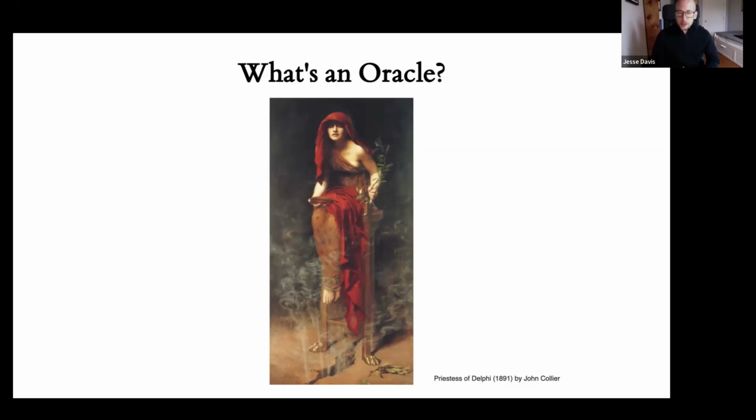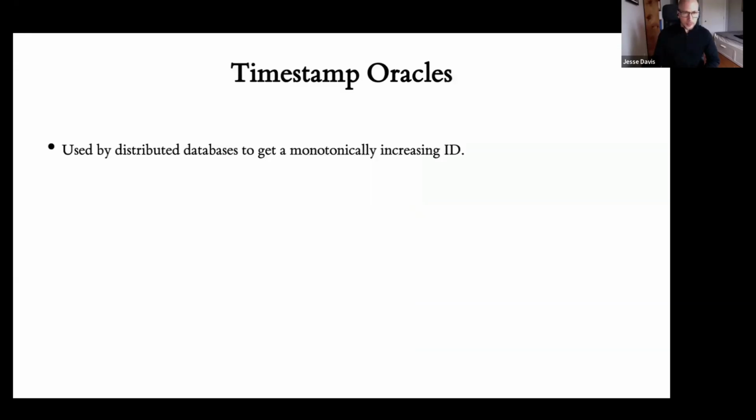And also, for some reason, we use the term oracle for timestamp oracles, which are just servers that give you monotonically increasing IDs when you ask for them. They're often used by distributed databases for ordering, and it's called a timestamp, but it might or might not be of time type, it might not be related to the wall clock. The important thing is that it's increasing.